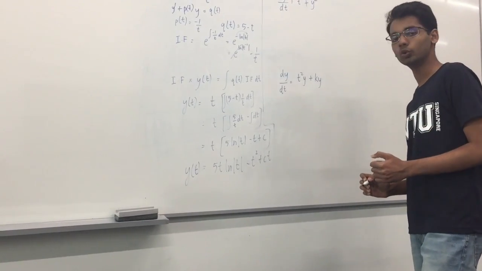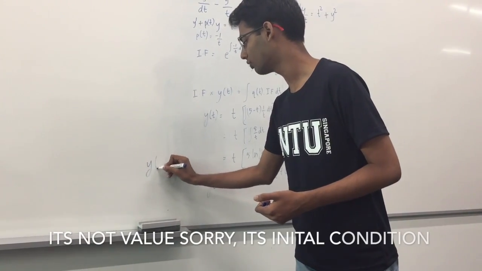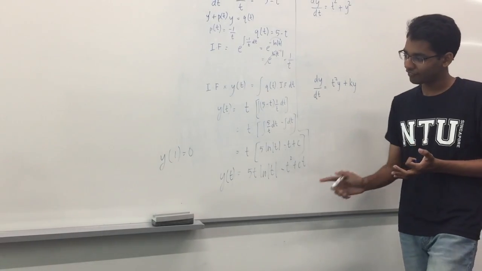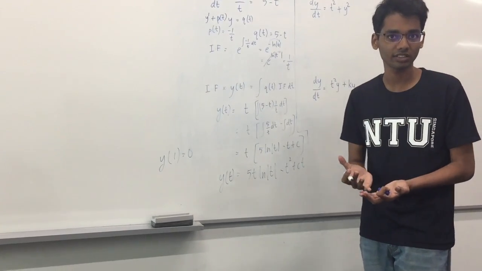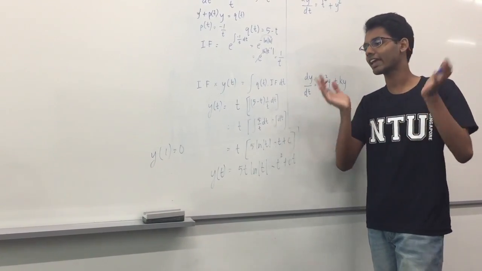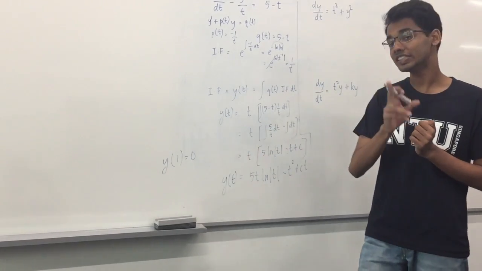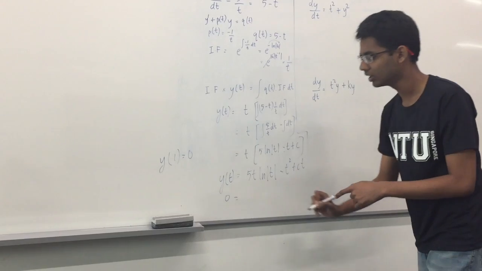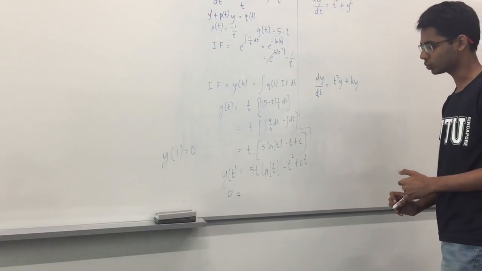Let's say I'm giving you a value. Let's say I'm going to give you y of 1 is equal to 0. All this means is that when time is equal to 1, unitless here, but let's say 1 second or something, whatever it is, then the position y is going to take the value 0. So y of t is going to be 0, and if this is true, then t should be 1. So I'm going to plug in t is equal to 1 everywhere.